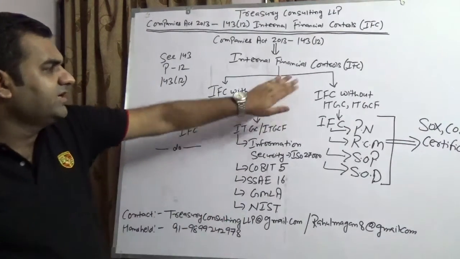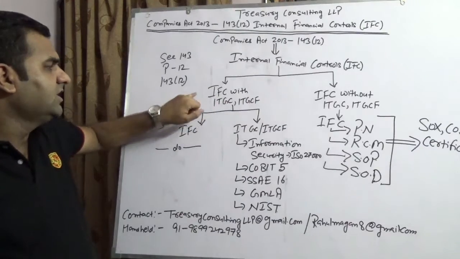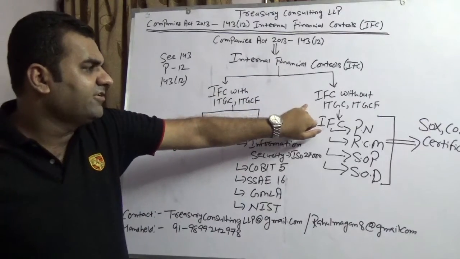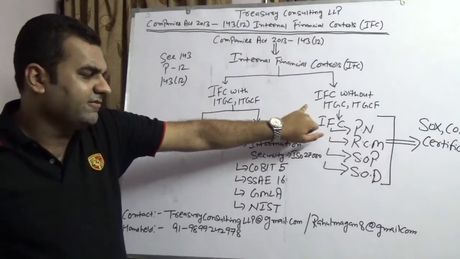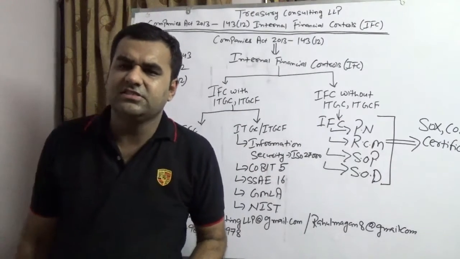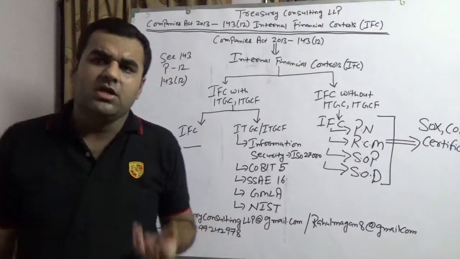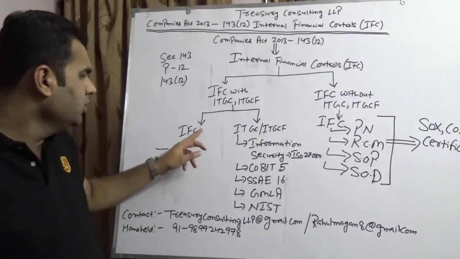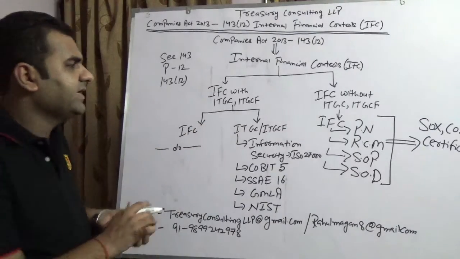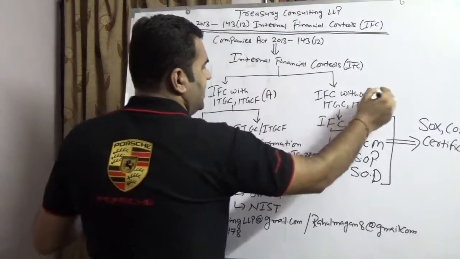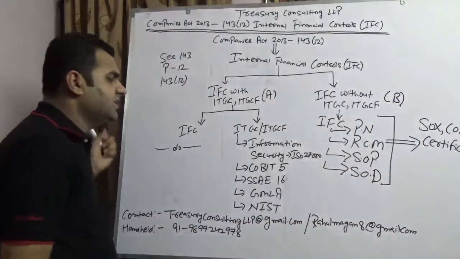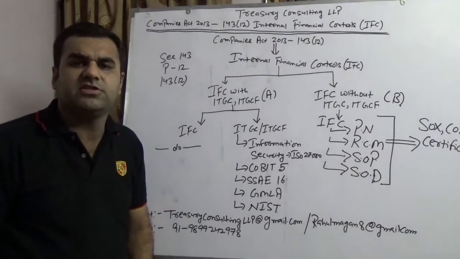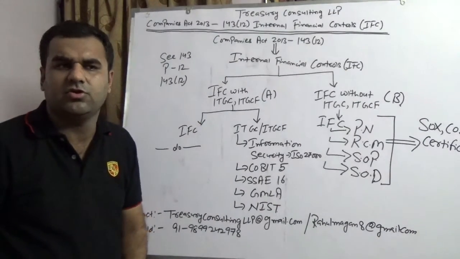Nonetheless, internal financial control is divided into two parts. One is internal financial control with ITGC and ITGCF. One is internal financial control without ITGC and ITGCF. What does ITGC stand for? ITGC stands for Information Technology General Control. ITGCF stands for Information Technology General Control Framework. Let me categorize this simply as A and B. A would further divide into two parts: IFC and ITGC and ITGCF, Information Technology General Control and Information Technology General Control Framework.